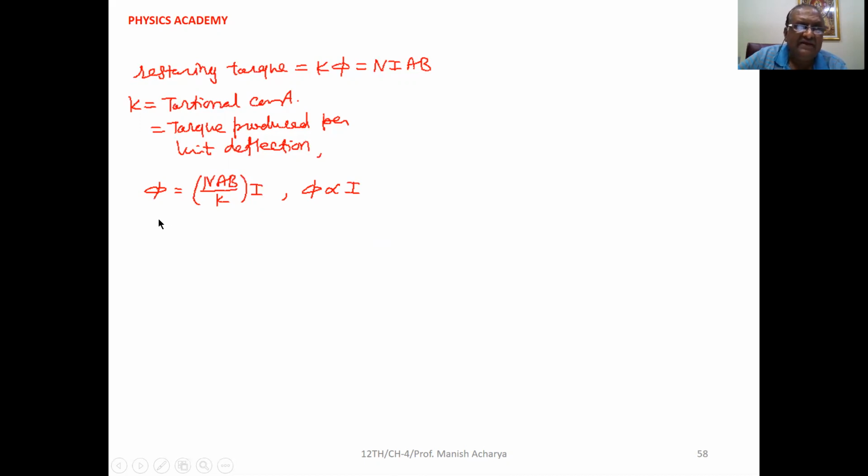So here we can say phi, the deflection, is proportional to current I. If more current is passed through the coil, more deflection will be obtained on the scale. If less current is passed, then less deflection will be there. Clear to all of you?